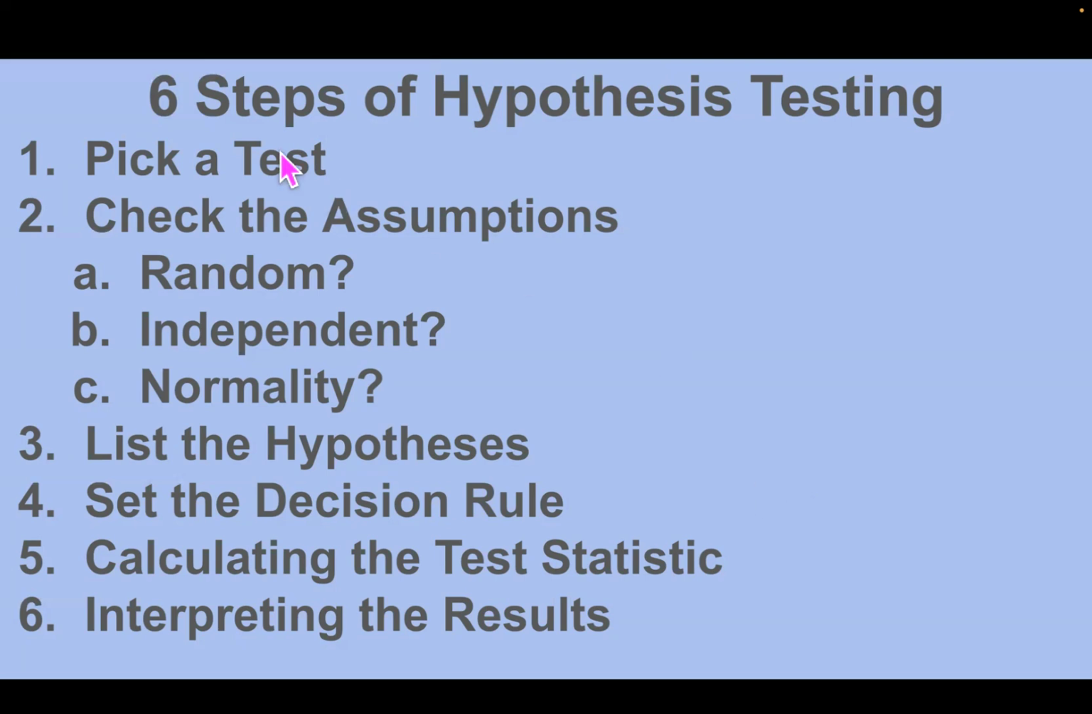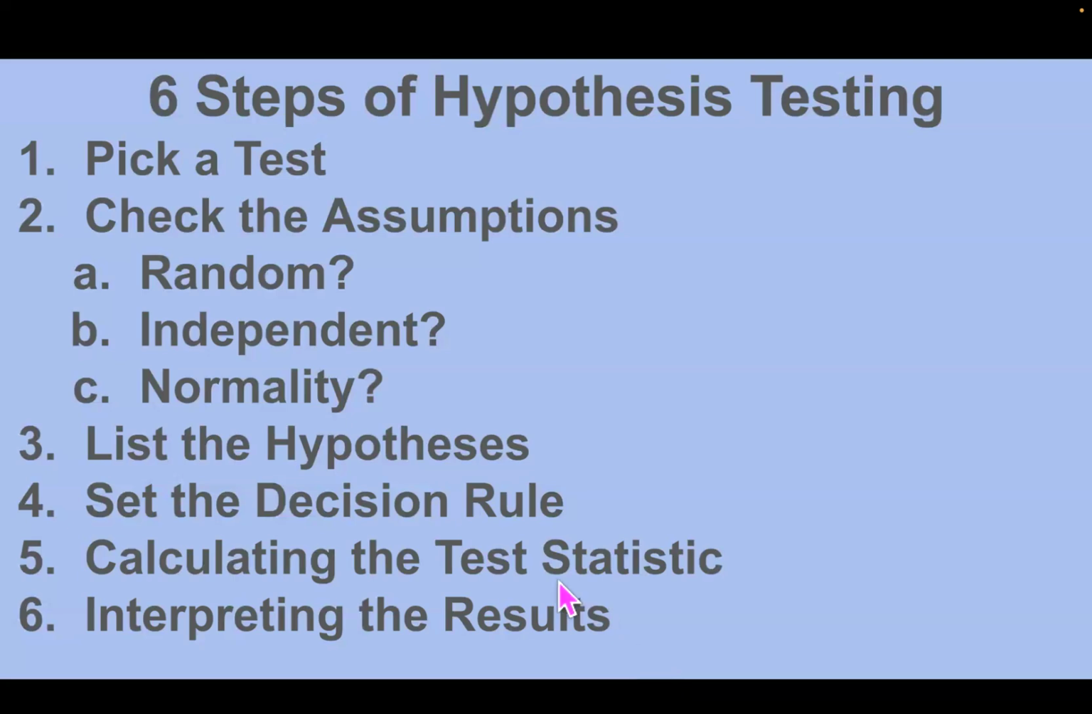So the first thing I need to do is go over the 6 steps of my hypothesis testing. And just as a reminder, the six steps are to pick a test, check my assumptions. Are they random? Are they independent? What's the normality? List the hypothesis. What do I think is going to be the result? Set my decision rule. Calculate the test statistics and interpret the results.